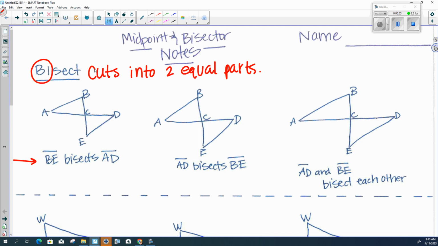Okay. I love how we said line BE bisects line AD, because in a minute, we're going to be doing it with angles, and people get very confused. So I want everyone to look where AD is. BE is cutting AD into two equal pieces. Please make those markings.